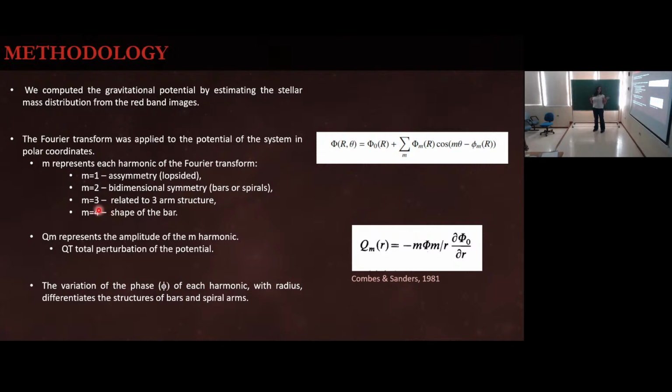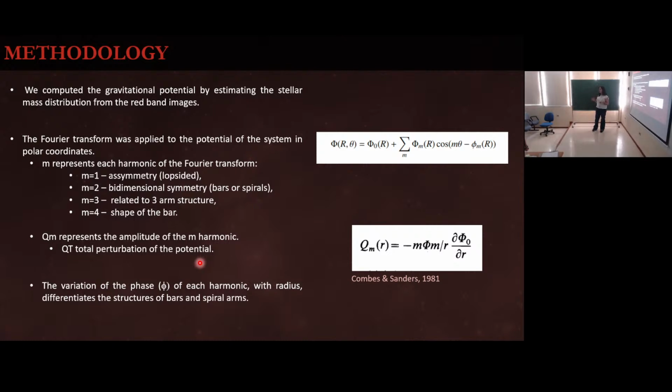So m equal 3 and m equal 4 are modes that we are not seeing in this galaxy, so they are somewhat rare to see, so we are not discussing them more. We will discuss more m equal 1 and m equal 2. The sum of amplitudes of these modes, that is this thing here, where Qm represents each amplitude, represents the total perturbation of the potential.